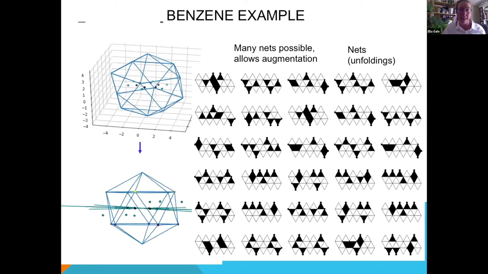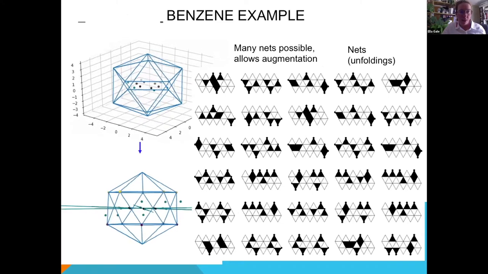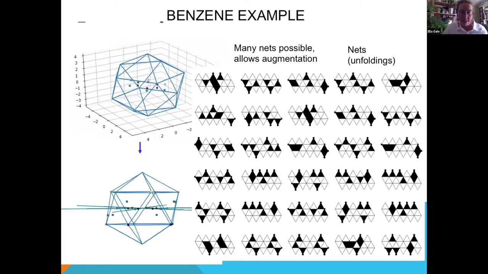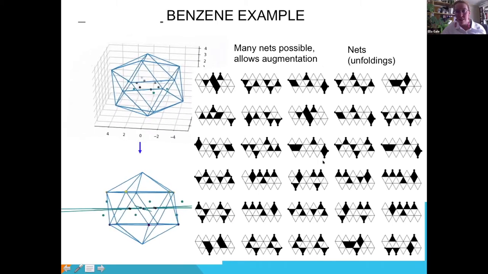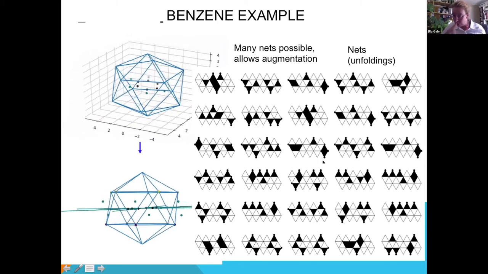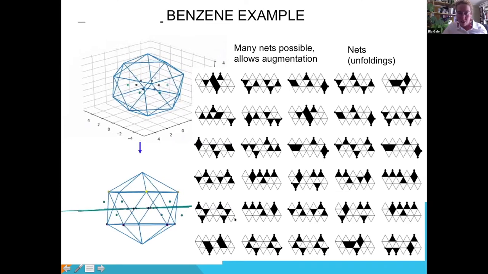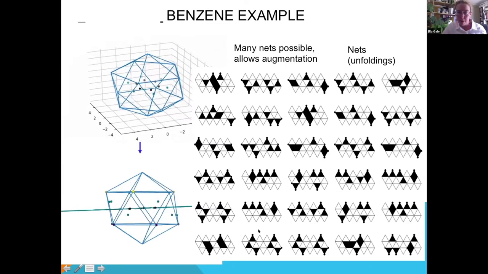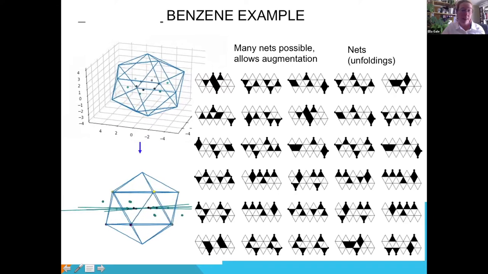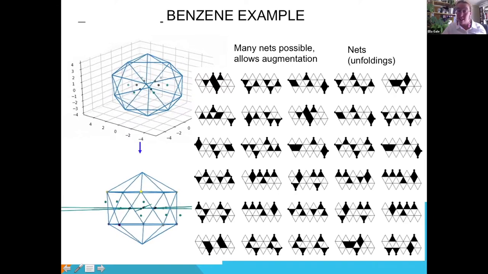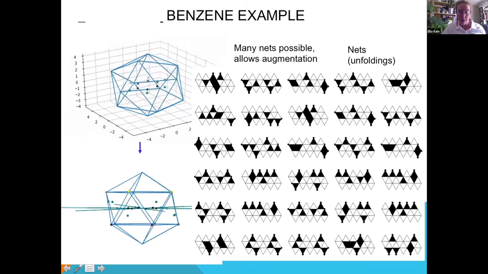This is benzene. Same thing, we put it into the icosahedron, we project onto the edge, we color it in, and then we unfold it. And you see you can have lots of different unfoldings, nets here. And you see the same sort of thing, a couple of repeated patterns, some that are exactly the same, which we expect because benzene has a high degree of rotational symmetry, so that's not surprising.